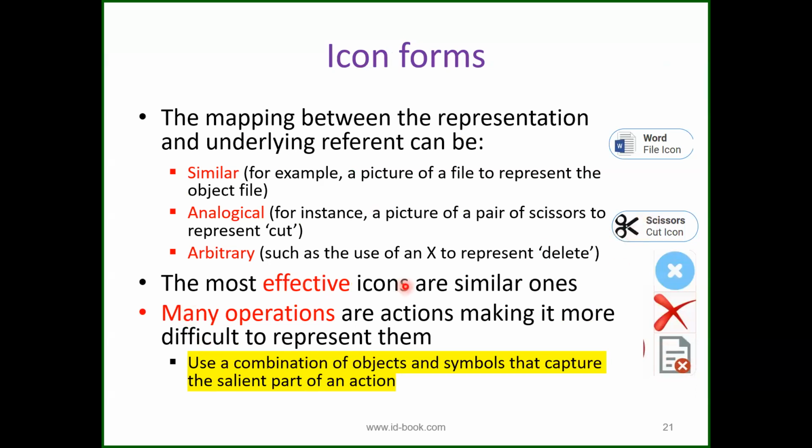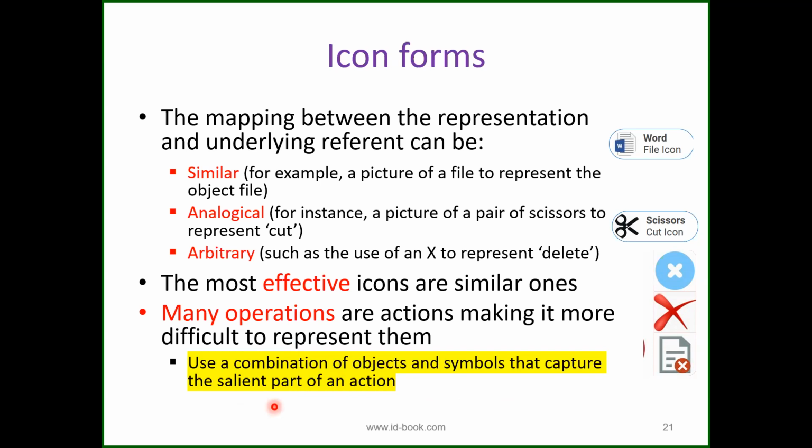The most effective icons are similar ones, because this is easier: it has a small miniature picture of what it is trying to do. So similar is the most effective icon. Cutting a text is an operation. If you are trying to represent many actions, it becomes difficult for one icon to represent many actions. Hence, use a combination of objects and symbols that capture the important part of an action.